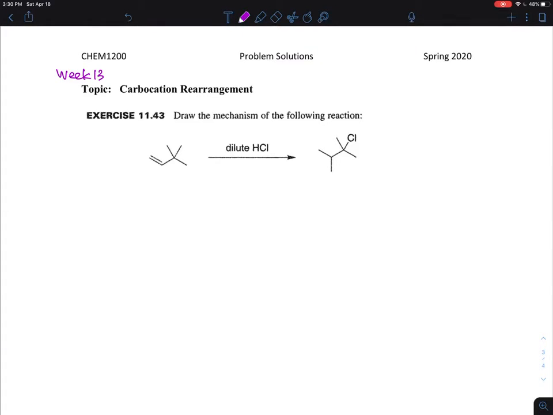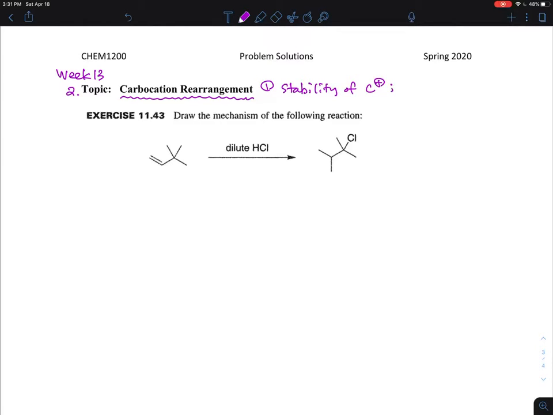So this is the second problem on organic chemistry in week 13 of Chemistry 2. And we're talking about carbocation rearrangement. Carbocation rearrangement is a combination of understanding first the stability of carbocations.